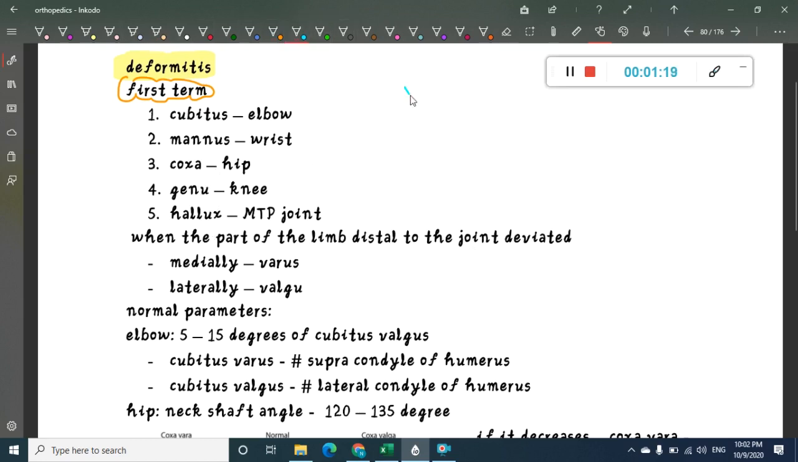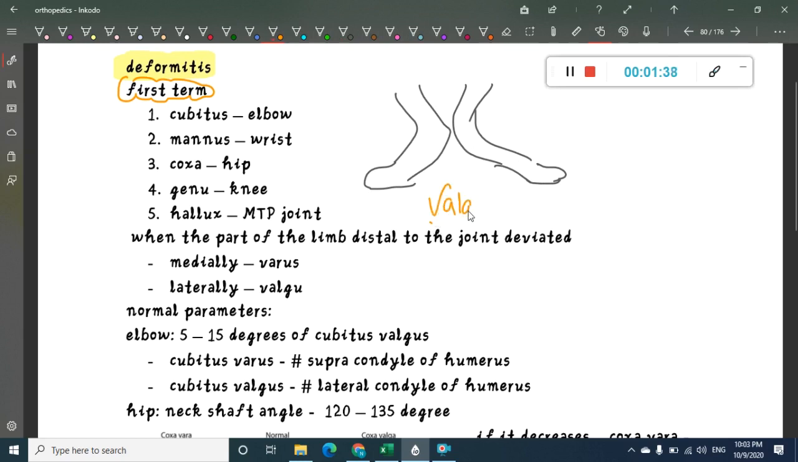If you see for knee, if the knees were like this, then what do you call these as? I remember like this, it has an L in it, right? So this is valgus. According to the definition also, when the part of the limb distal to the joint is deviated laterally, see, here the limb is laterally deviated, right?